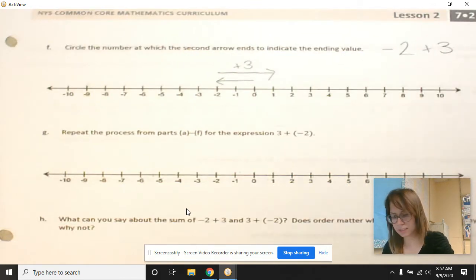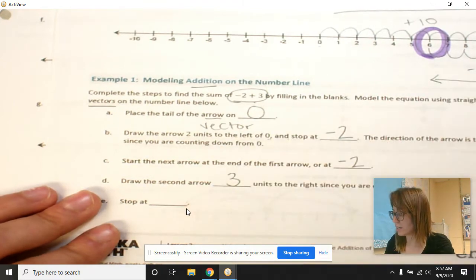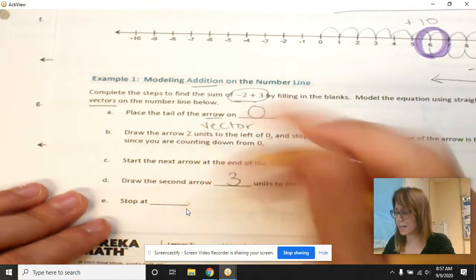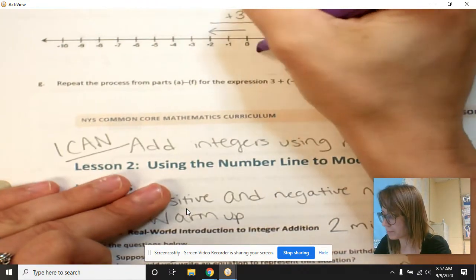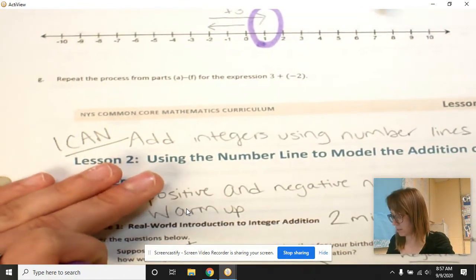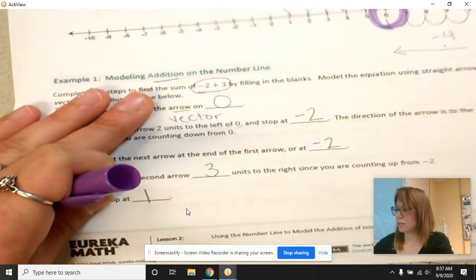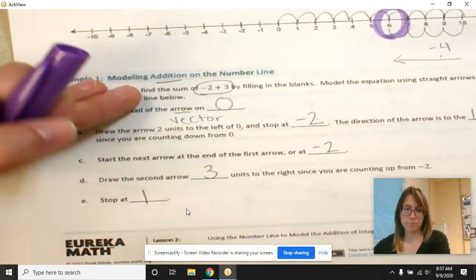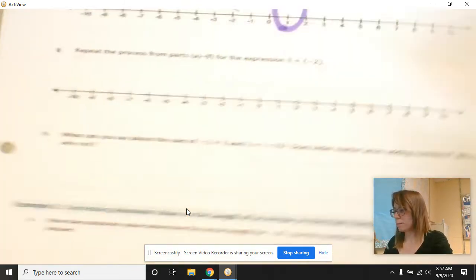We draw the second arrow 3 units to the right, and then let's look at where we stopped at the end of that second arrow that we drew. I see that I stopped at +1. So we're going to fill in that last blank with the number 1. So let's look at this some more.